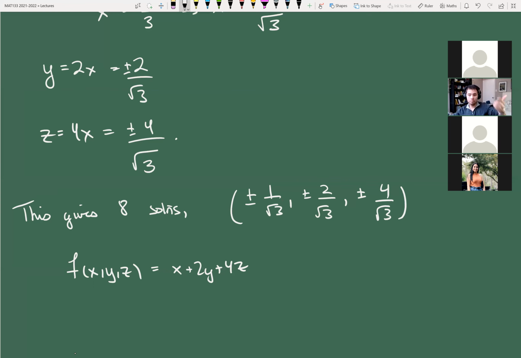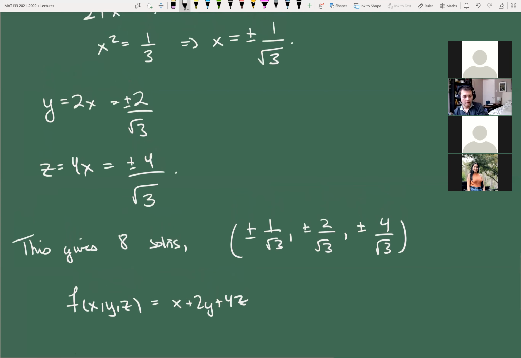And then the minimum by the same logic will be when they're all negative. So the minimum would be negative 1 over root 3, negative 2 over root 3, negative 4 over root 3. So if you really want, you can plug them all in, pull out your calculator, figure out which is the biggest and which is the smallest, but there's a nicer way of doing it. Obviously the maximum occurs when they're all positive, the min occurs when they're all negative.